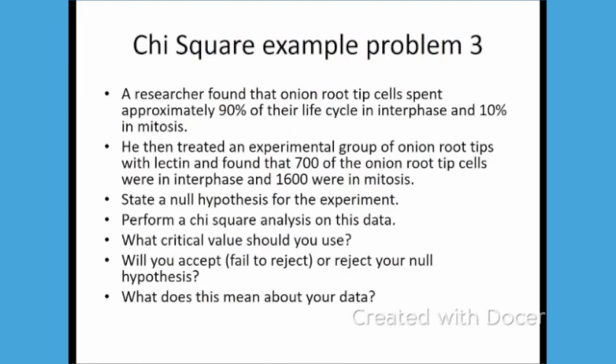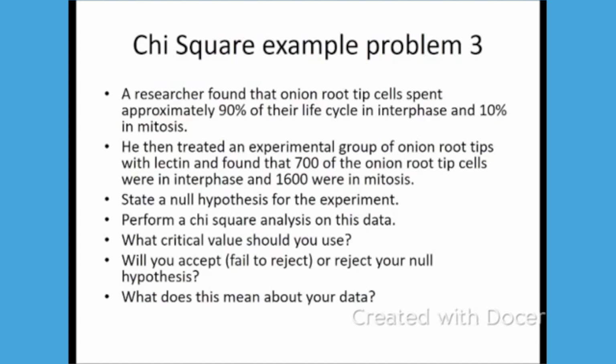Alright, this is Matt Dean with A+ College Ready, and this is our third and final chi-square example problem. In this particular problem, a researcher found that onion root tip cells spent approximately 90% of their life cycle in interphase and 10% in mitosis. He then treated an experimental group of onion root tip cells with lectin, a chemical, and found that after being treated with lectin, 700 of the onion root tip cells were in interphase and 1600 were in mitosis.